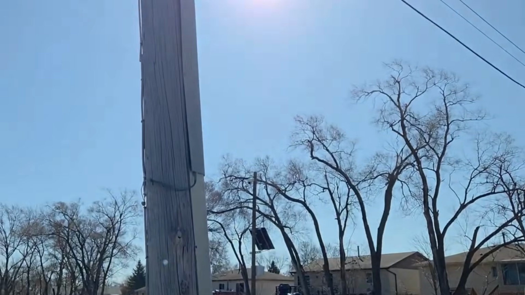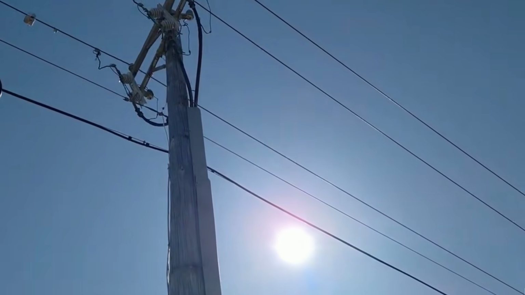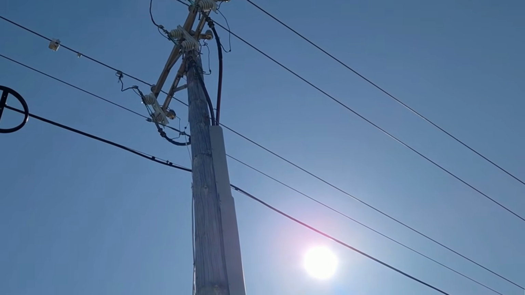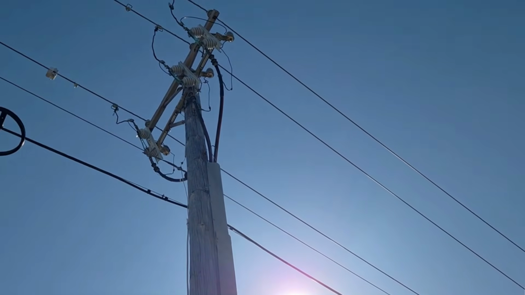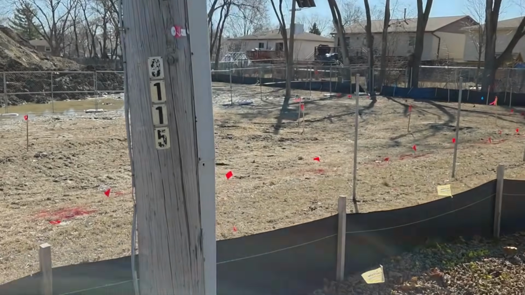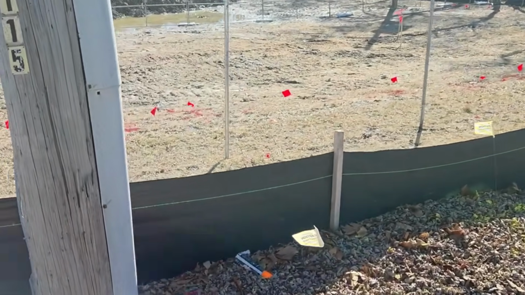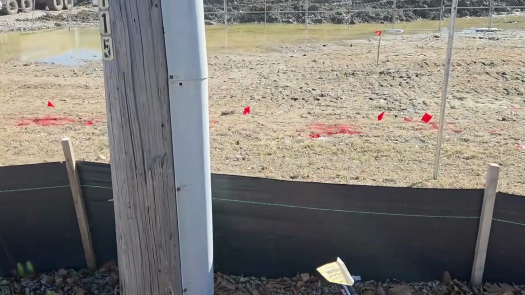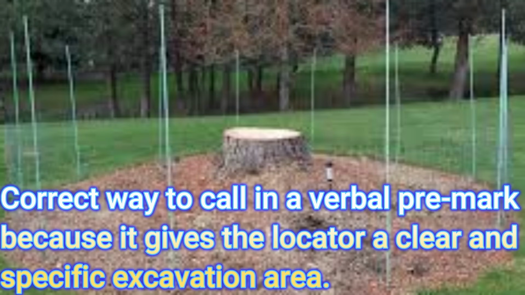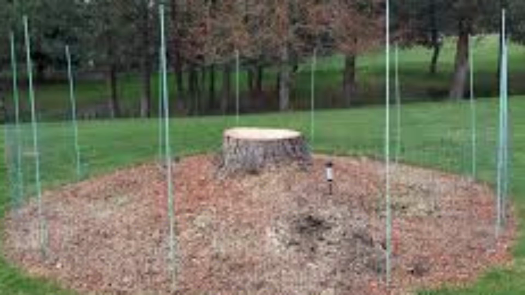Today, we're explaining verbal pre-mark descriptions and why they are so important in utility locating and damage prevention. A verbal pre-mark description is a clear, detailed explanation of the exact area where excavation will take place when physical white paint or flags are not being used. The purpose is to help utility locators understand precisely where they need to locate underground utilities. For example, locate a 15-foot radius around the existing stump on the east half of the front yard at the above address. That description is valid because it clearly tells the locator where the digging will occur.